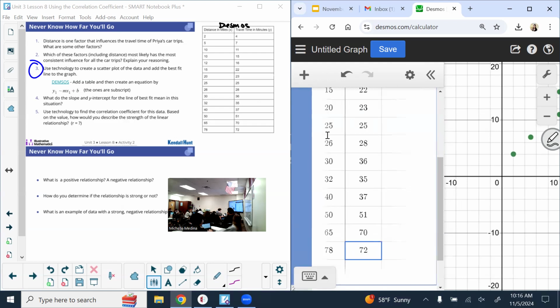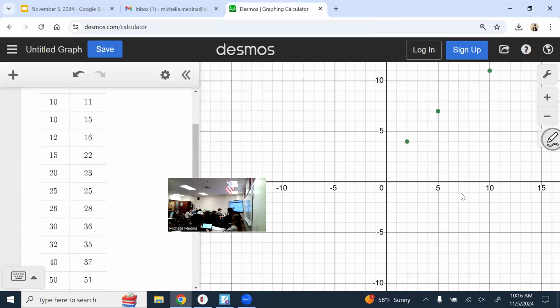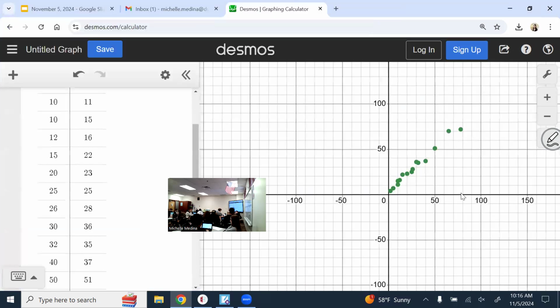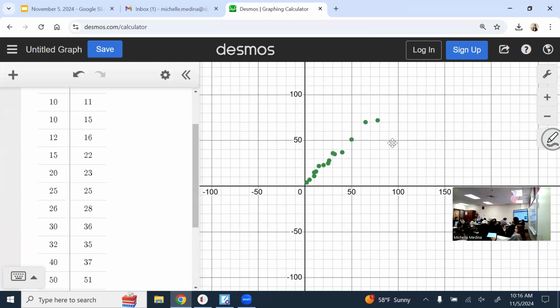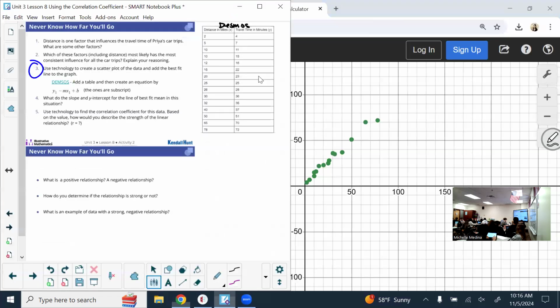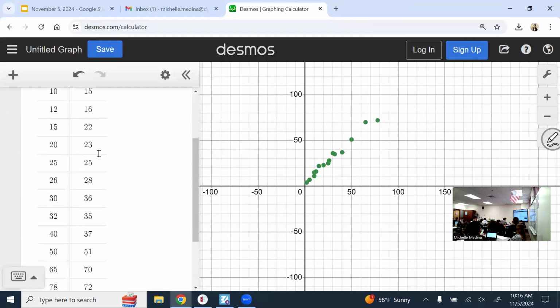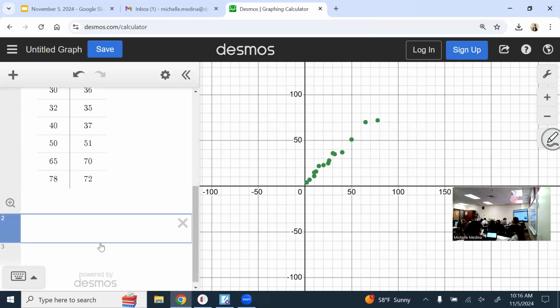And once you've put all your data in, you could take a look at this scatter plot that's here. You could see, without me even putting the line of best fit yet, I know it's pretty strong or weak, and positive or negative. So there's probably a relationship between the distance in miles traveled and the travel time. So Priya's looking at all her trips and comparing those things.